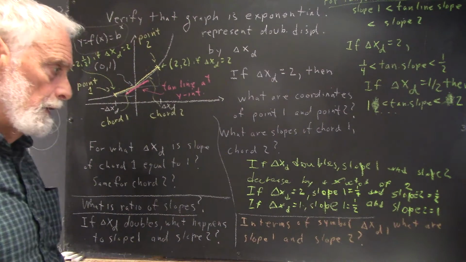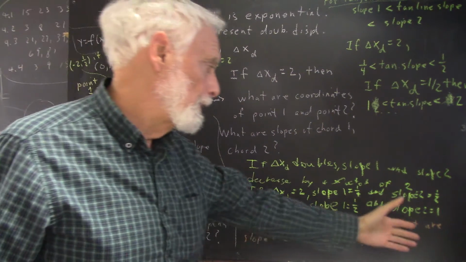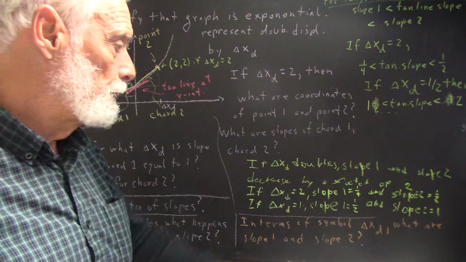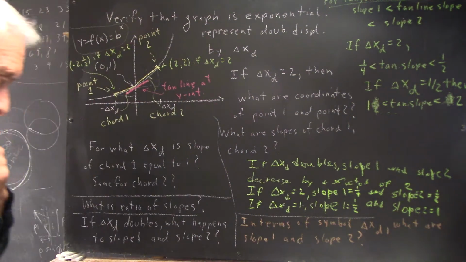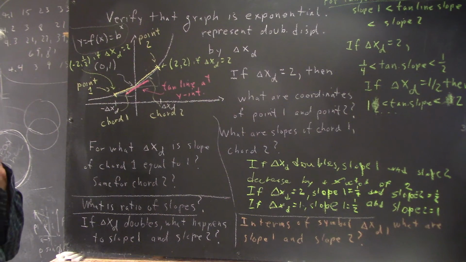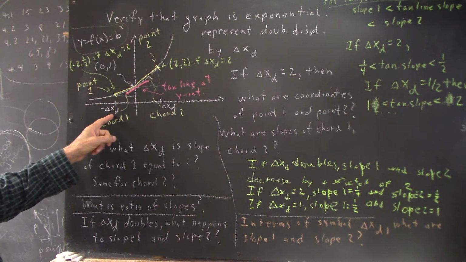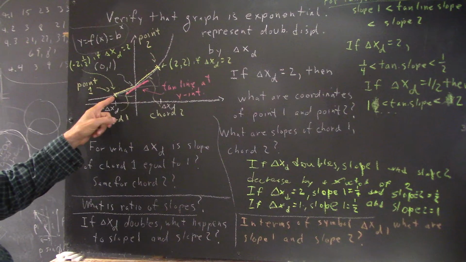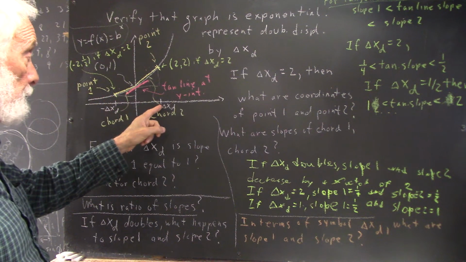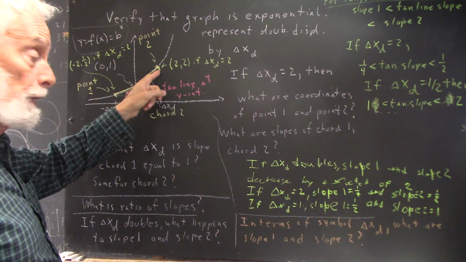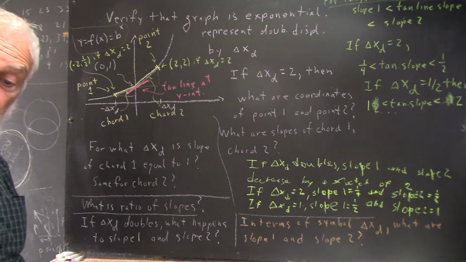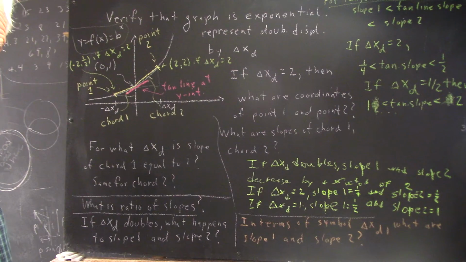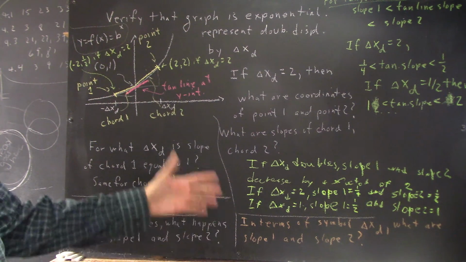Now, in terms of symbol delta x d, what are these two slopes? Well, we should follow the same procedure. If this is negative delta x sub d, what are the coordinates of this point? If this is x sub d, what are the coordinates of this point? So then, what's the rise and the run between these points? What's the rise and the run between these points? So I would suggest proceeding along those lines.